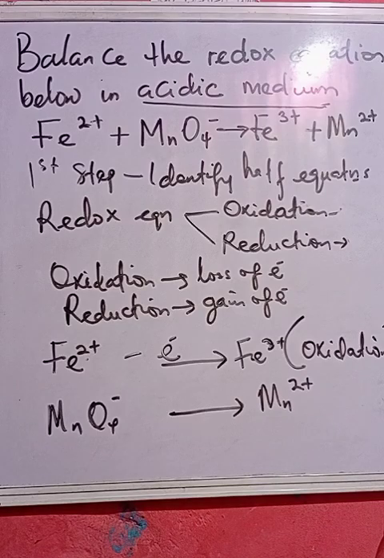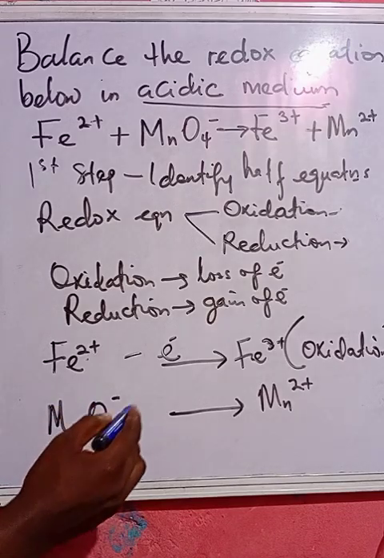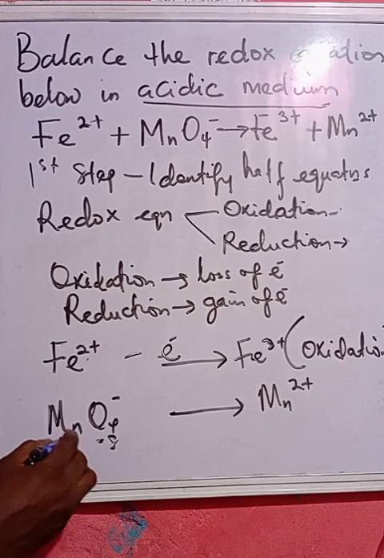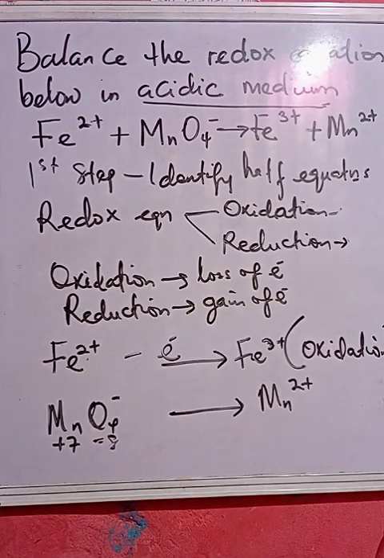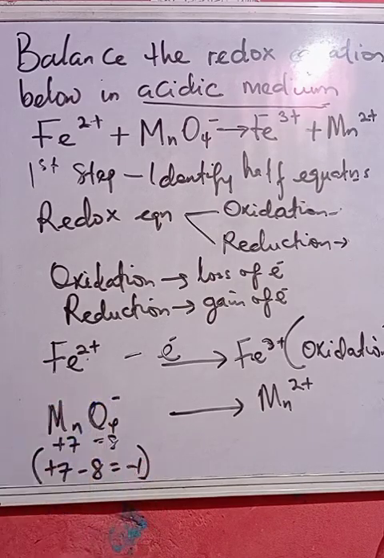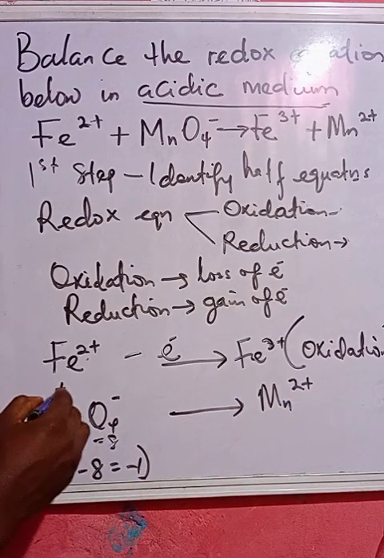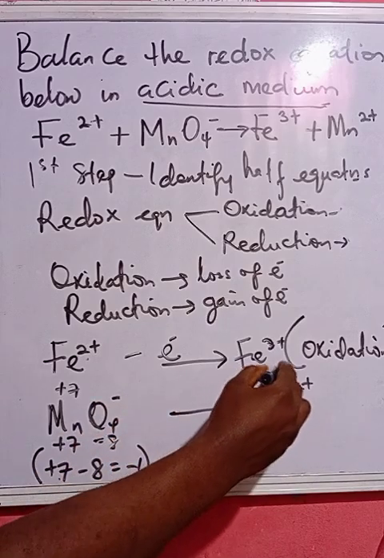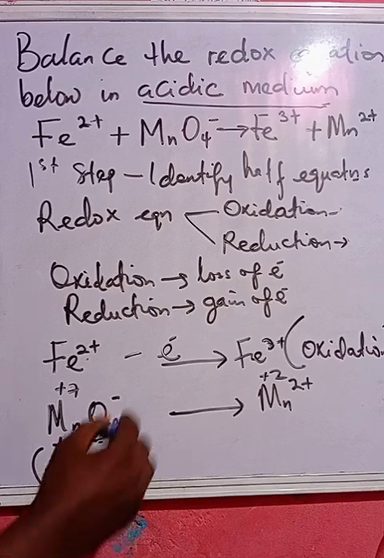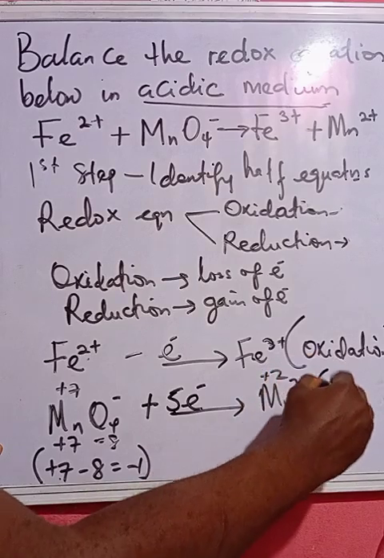Meanwhile, for this tetraoxomanganate ion, like I always explain, oxygen is minus 2 times 4, so we have minus 8 for oxygen, whereas for manganese we have plus 7, because plus 7 minus 8 gives us minus 1, which is the charge up here. So this moved from plus 7 to plus 2. It reduced by 5, which means it gained 5 electrons. Here we have reduction.